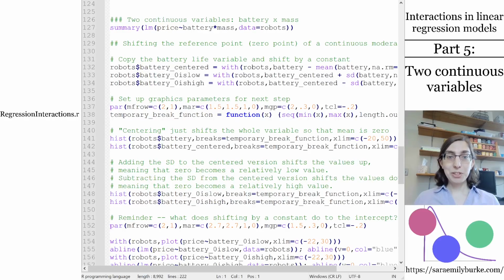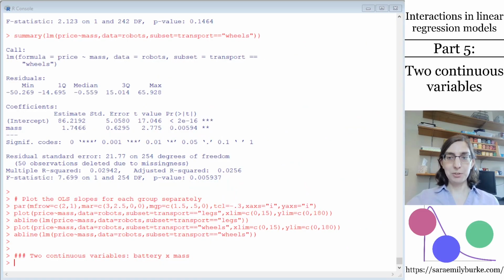Next, I'm going to talk about an interaction between two continuous variables, battery and mass. So I'm going to fit a regression model where the response variable is price and the predictors are battery and mass, and the interaction between battery and mass. And I'm at this part of the regression interactions.r code file.